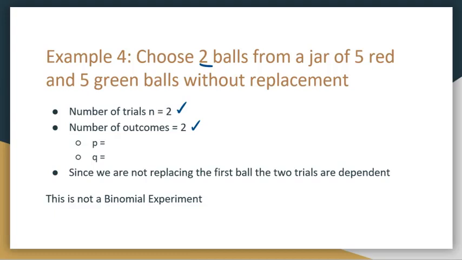The first time, the probability of me picking a red ball would be 0.5. But the next time, there's only 4 red balls left and there's 9 total. So now it's 4 out of 9. So the probability is going to change depending on what ball I pick first. So that means these trials are dependent. So this is not a binomial experiment.